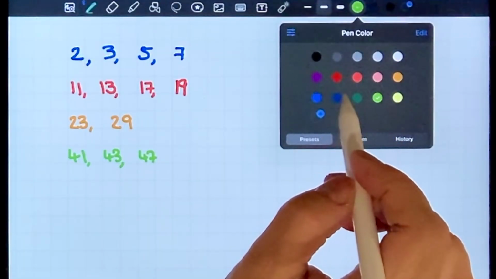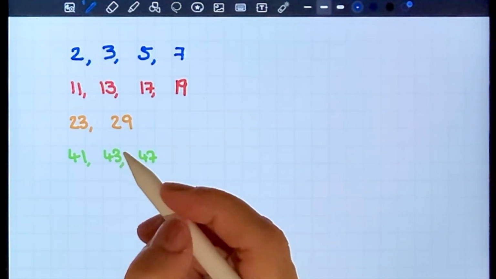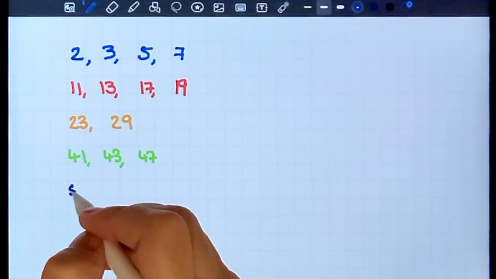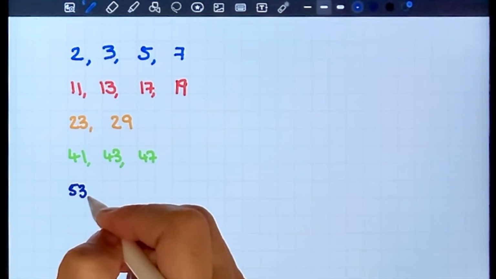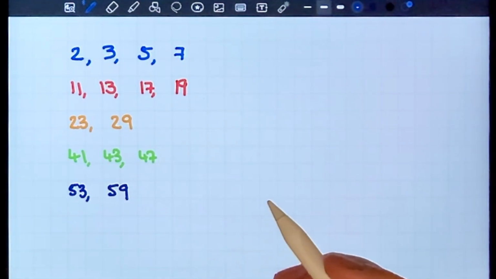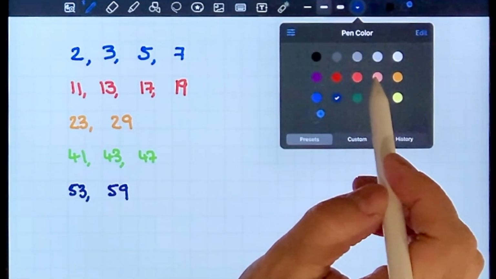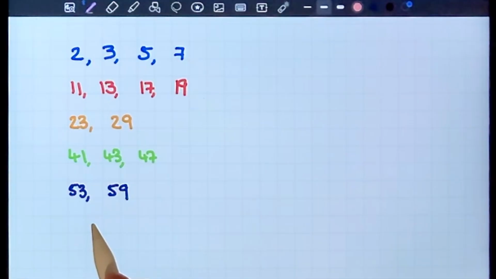Now we're going to move on to primes in the 50s. So 53 is a prime number, as is 59. Next, primes in the 60s. We have 61 and 67.